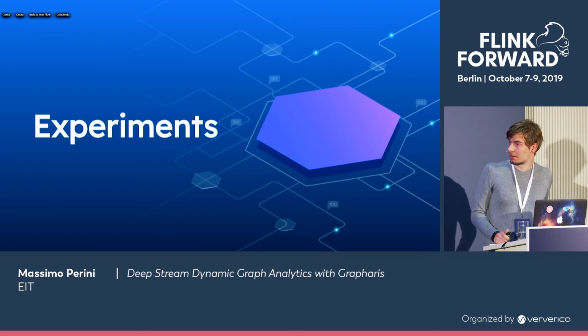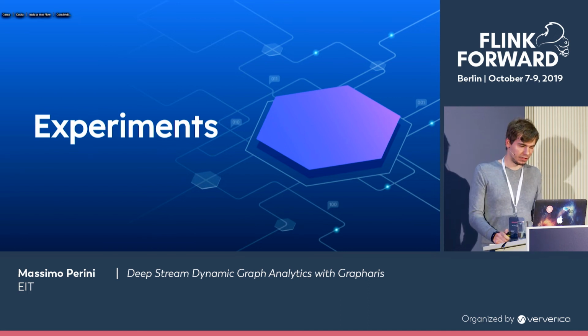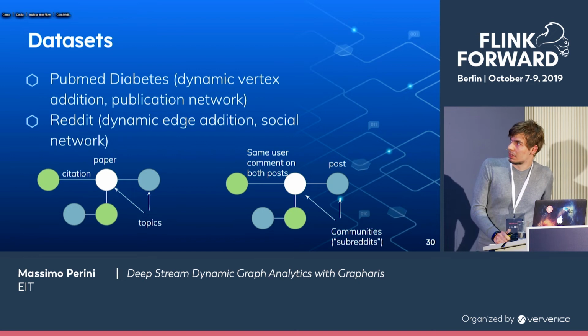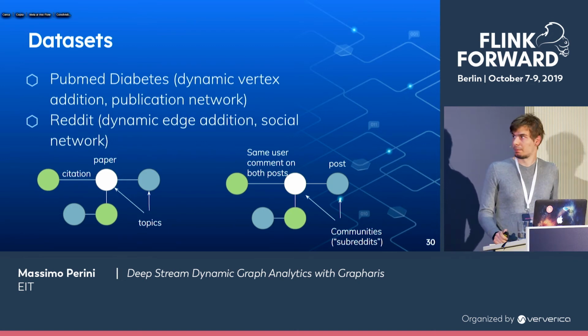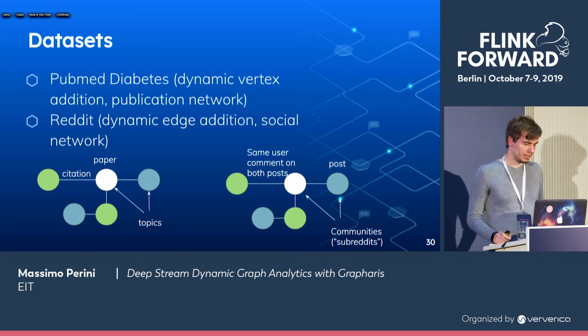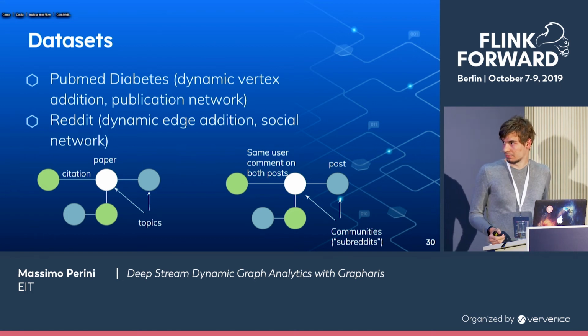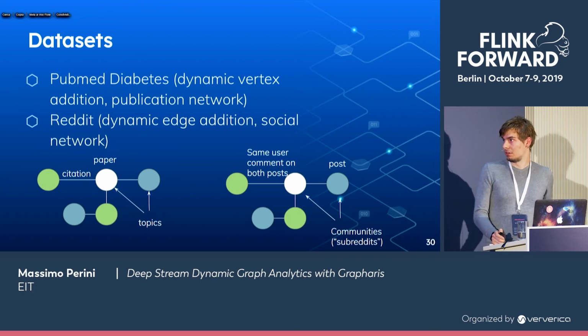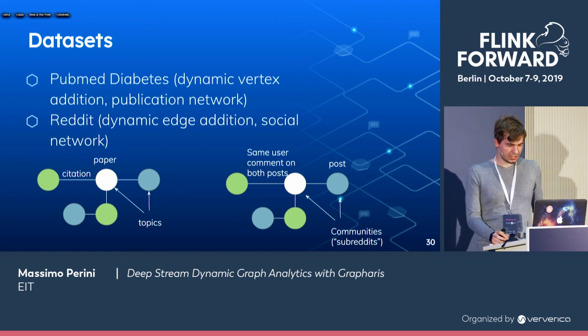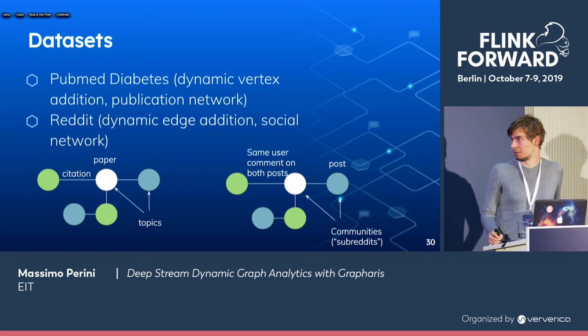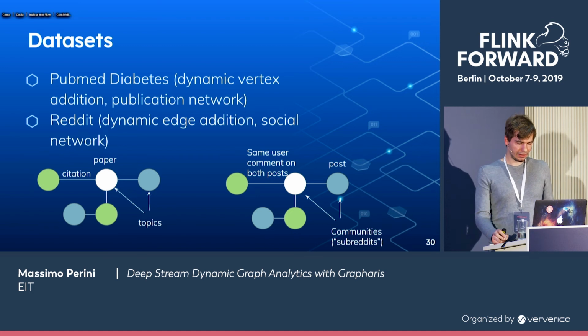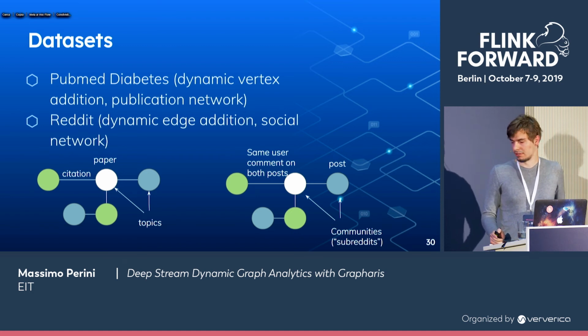Okay, so we ran some experiments both for the part of training and for the part of inference. We are using two different datasets. The first one is Pubmed, a publication network where every vertex is a paper, and there is a link between papers if there is a citation between two papers, and we want to perform inference over the topic. So, for example, machine learning papers or distributed system papers. In Reddit, instead, we have a vertex for every post, and we have an edge if the same user comments on both posts. And we want to infer the community of the vertex.